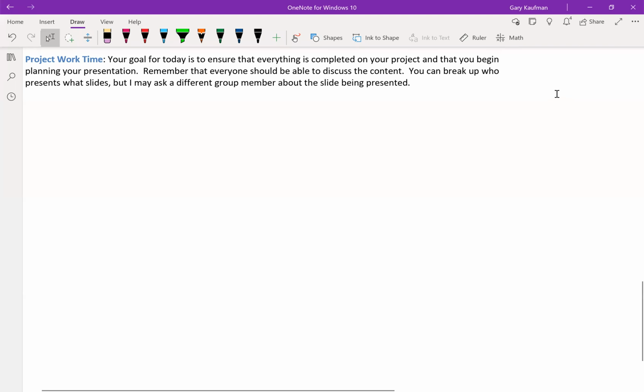So the rest of the class is now working on the project, and this is your last day that you get to work on your project in class. Now, I want to highlight some of the things that I said. You should be finishing up the project, which might mean assigning some work at home for each group member to make sure it's done. But you want to make sure that everyone can discuss all the content.